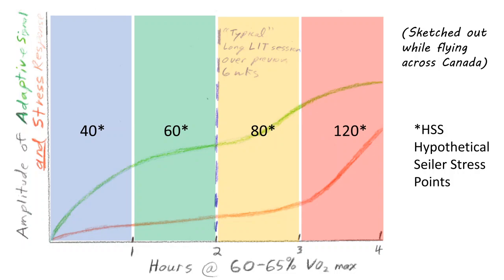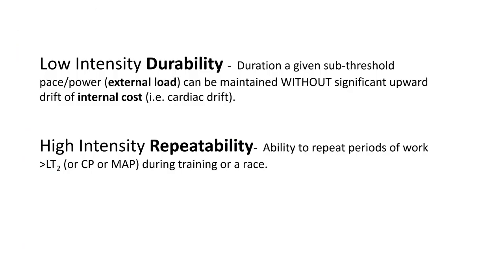Okay? Now, for all of these reasons, I think it's important for us to think not just in terms of VO2 max power and threshold power or FTP, but also about this idea of durability: how our bodies improve the ability to maintain a low intensity or sub-threshold pace or power longer without the big stress response. And as a piggyback on top of that, we improve our ability to repeat high intensity bouts during a race.